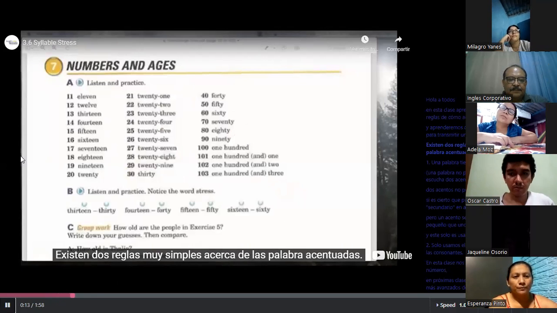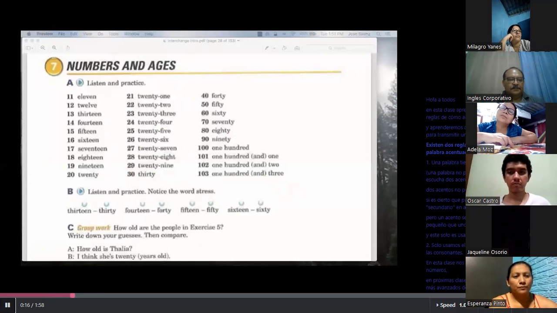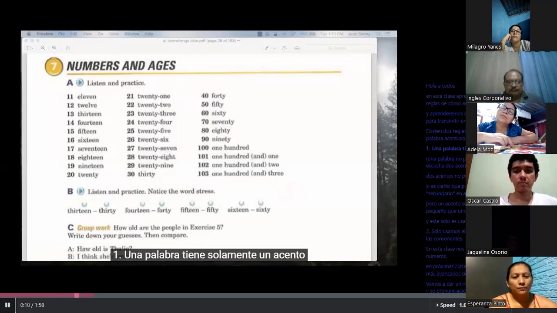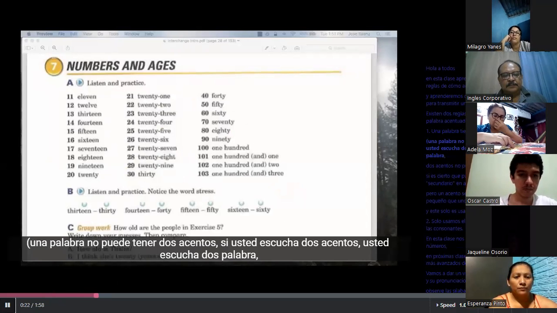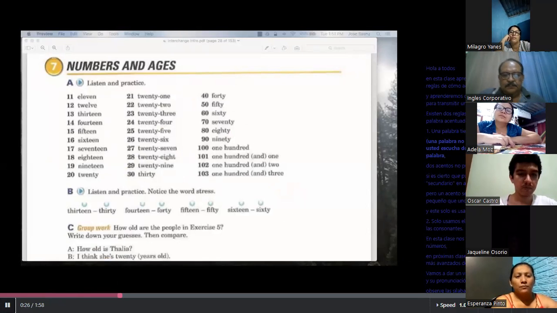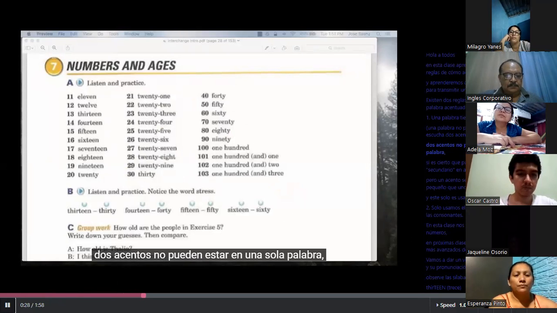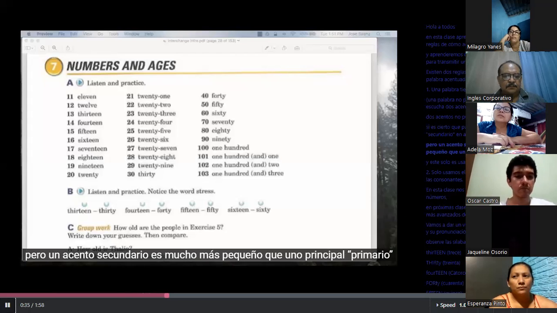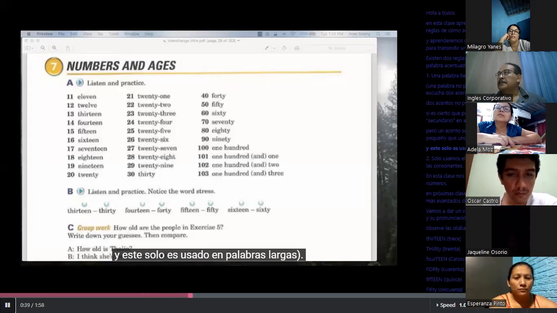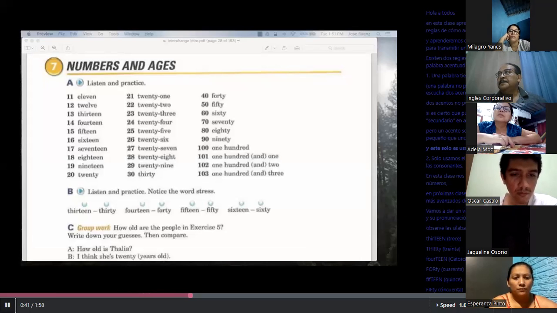There are two very simple rules about word stress. Number one, one word has only one stress. One word cannot have two stresses. If you hear two stresses, you heard two words. Two stresses cannot be one word. It is true that there can be a secondary stress in some words, but a secondary stress is much smaller than the main primary stress and is only used in long words.